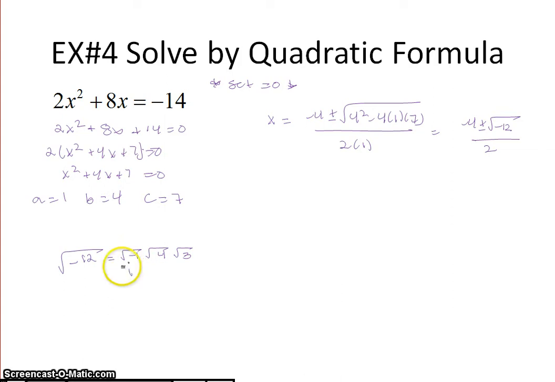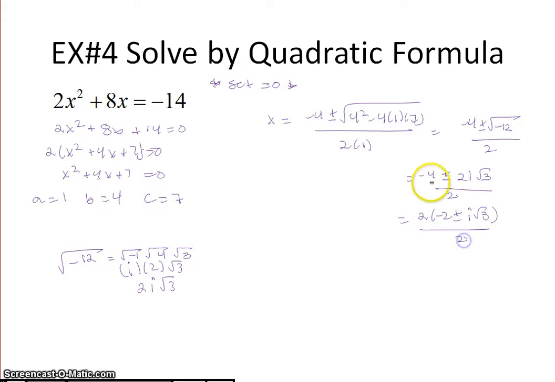Square root of -1 is i, square root of 4 is 2, and square root of 3 is square root of 3. So we write this as 2i root 3. So I'm going to simplify square root of -12. So this is -4 plus or minus 2i root 3 all over 2. And I see all terms have a 2 in it, so I'm going to factor 2 out of the top. So it's 2 times -2 plus or minus i root 3 all over 2. So I just undistributed the 2. So now they can cancel because it's multiplied. So -2 plus or minus i root 3.